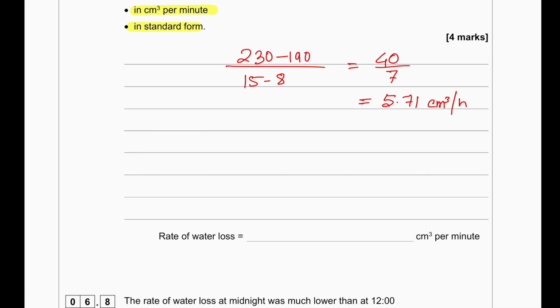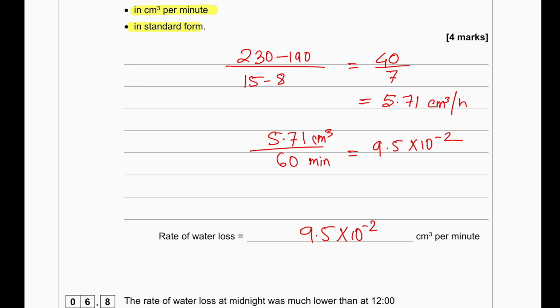Because we have to give this in terms of cm cube per minute, we can divide 5.71 by 60, giving us the unit in cm cube per minute. Our answer expressed in standard form is 9.5 × 10 to the power of minus 2 cm cube per minute.